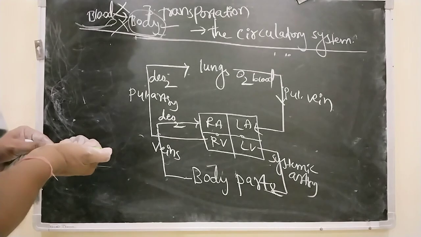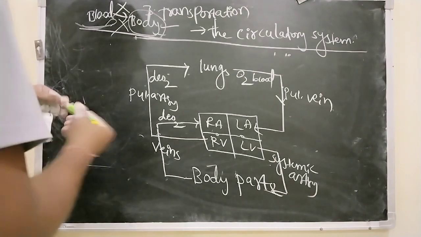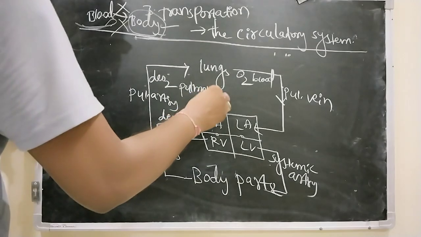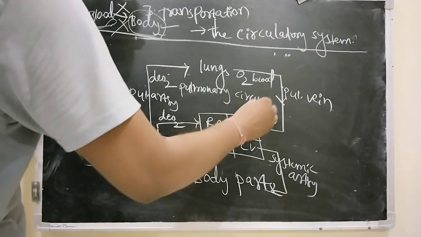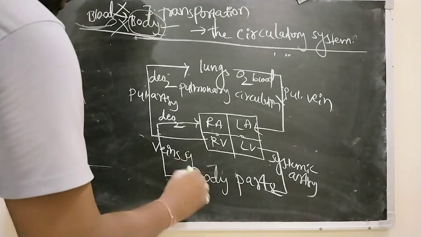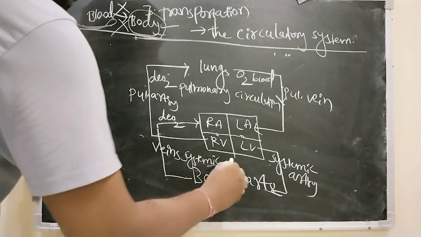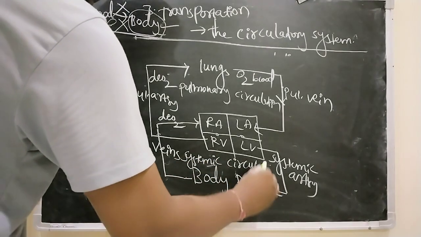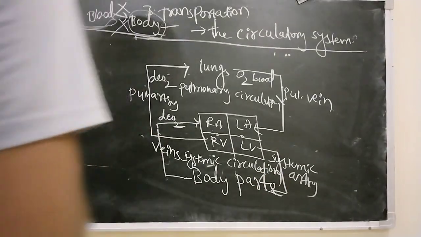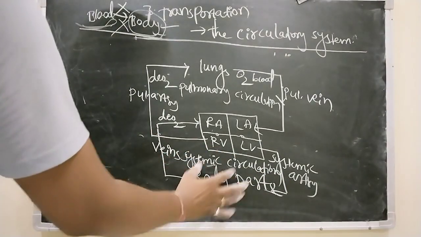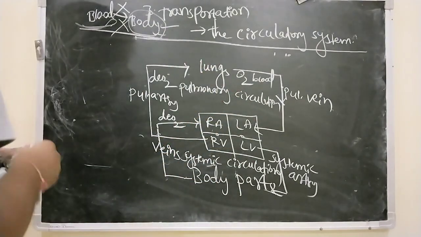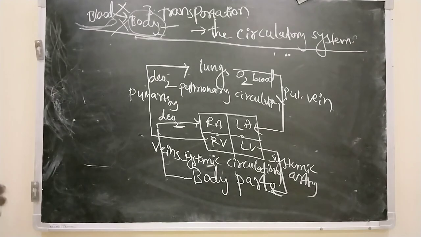So here the blood is moved between heart and lungs. This is called pulmonary circulation. And another one is between heart and body parts. This is called systemic circulation. Systemic circulation is between heart and body parts, and pulmonary circulation is between heart and lungs. Right. Next.